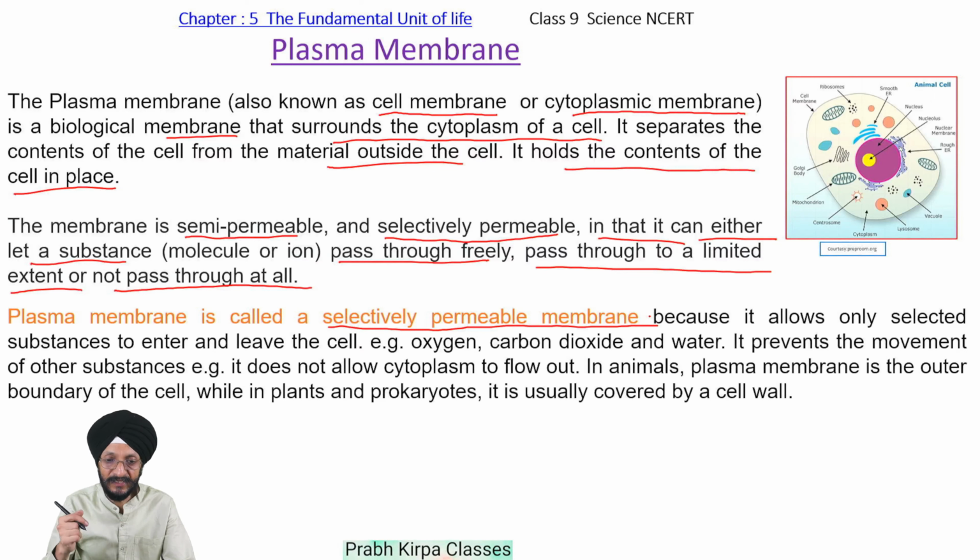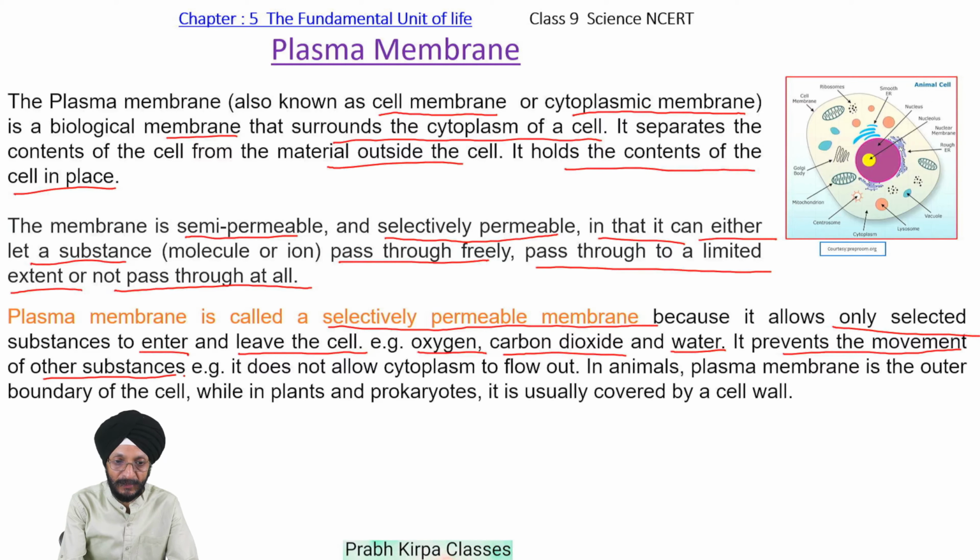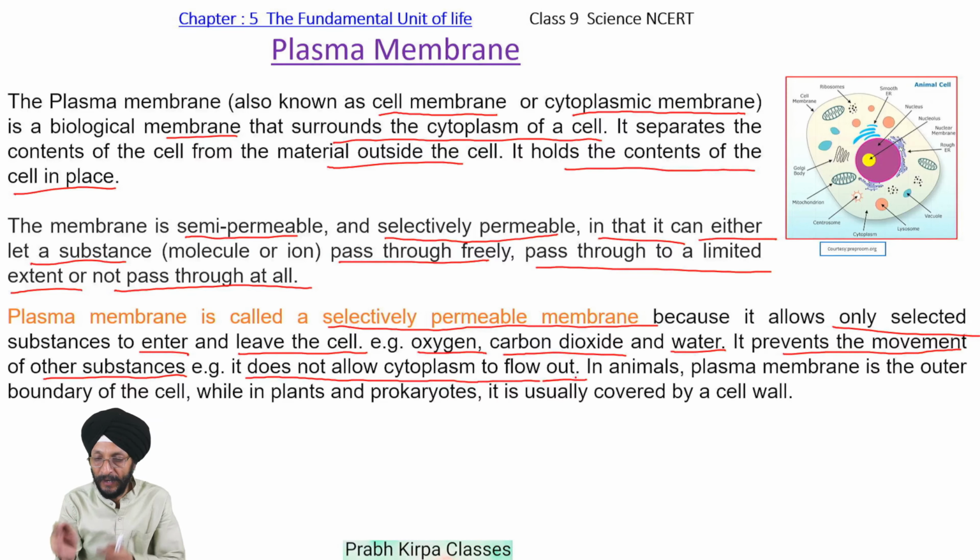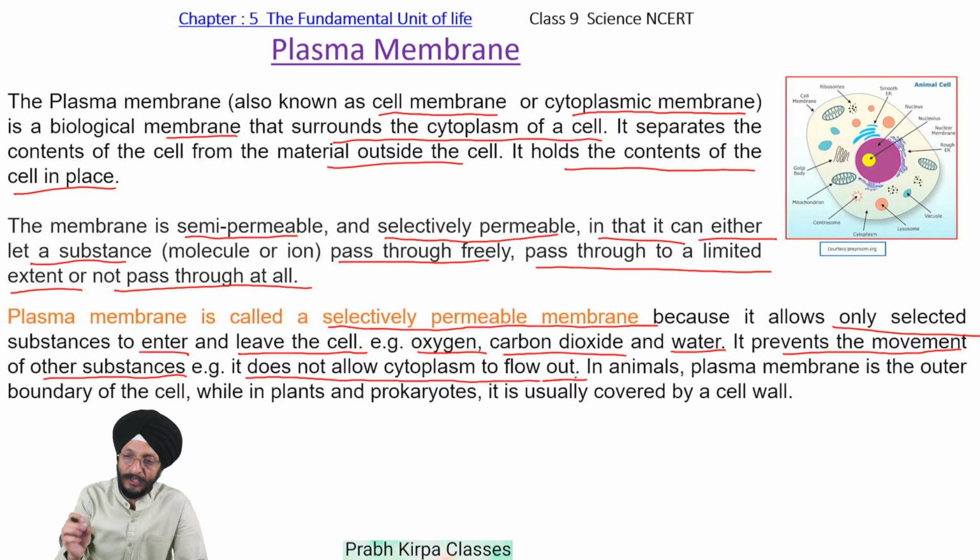There may be a question in the exam that why a plasma membrane is called a selectively permeable membrane, because it allows only selected substances to enter and leave the cell. For example, oxygen, carbon dioxide and water. It prevents the movement of other substances. That is, it does not allow cytoplasm to flow out. It may allow oxygen, carbon dioxide and water to come in or go outside the cell. But plasma membrane does not allow the cytoplasm.